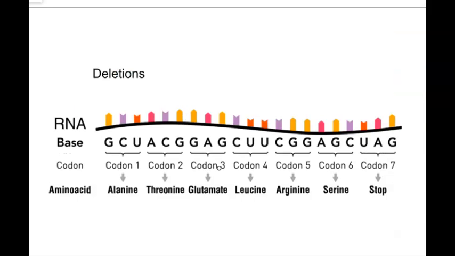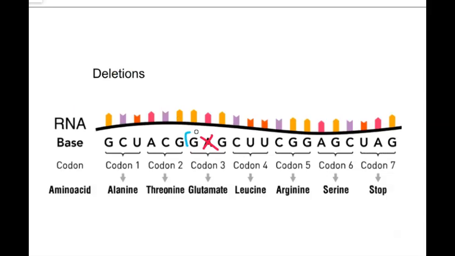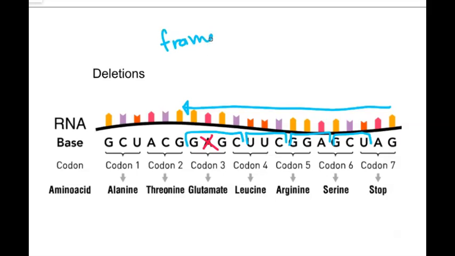Now for deletions, it's similar to insertion, except instead of a base being added or inserted, we're actually just deleting a base. So for example, we would delete this A, and now our new codon would be GGC. And then the next codon is UUC, and then GGA, GCU, and so on. This causes a similar change, but in the opposite direction. This is still called a frameshift mutation.